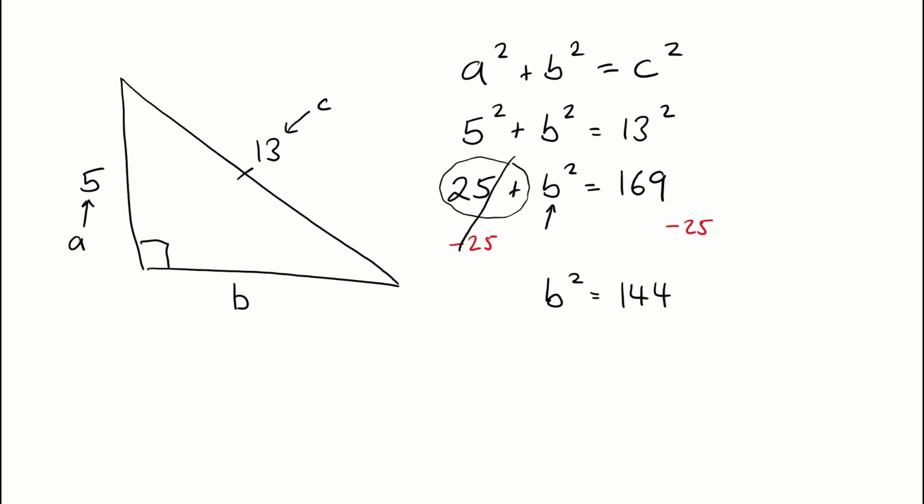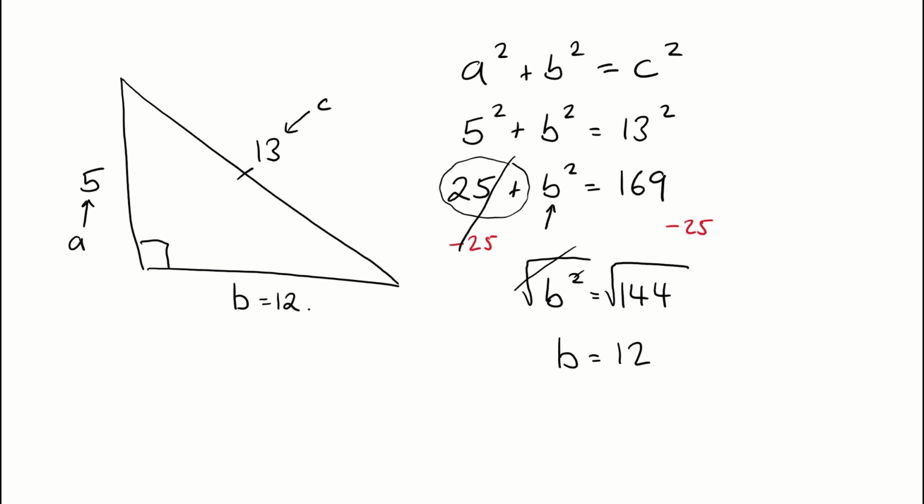144. Now if I want to work out what B is, I need to take the square root of both sides here. So the square root cancels my squared, I'm just left with my B. And the square root of 144, you're looking for a number that can multiply by itself to give you 144, and that would be 12. And you can check that in a calculator too. So we've worked out here that B is equal to 12 in this case.